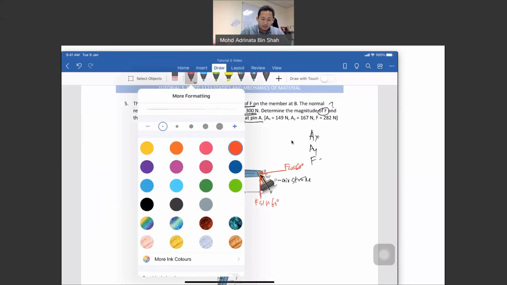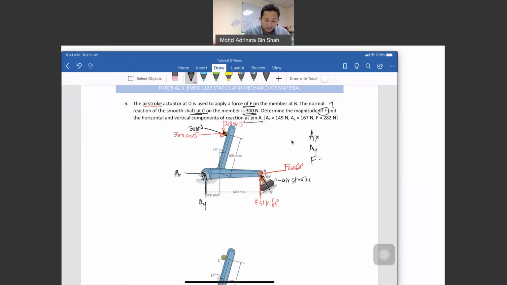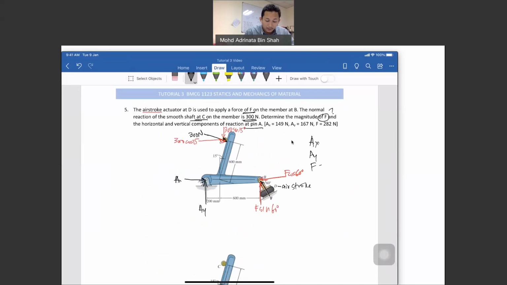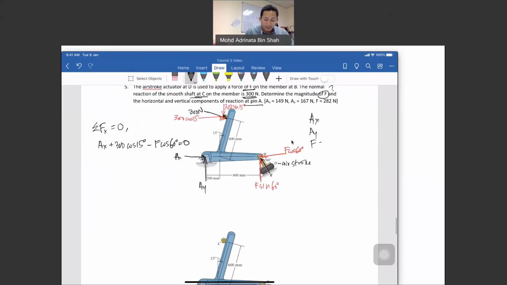Okay, to solve the equation, we have the sum of Fx equals 0, and we have AX plus 300 cos 15 minus F cos 60. We cannot solve because we have two unknowns, AX and F.